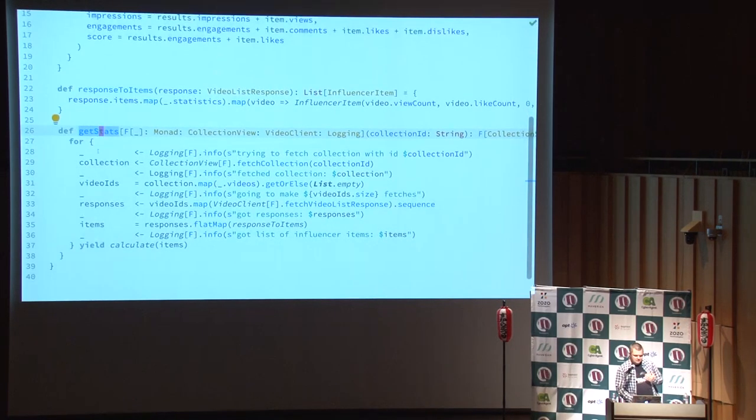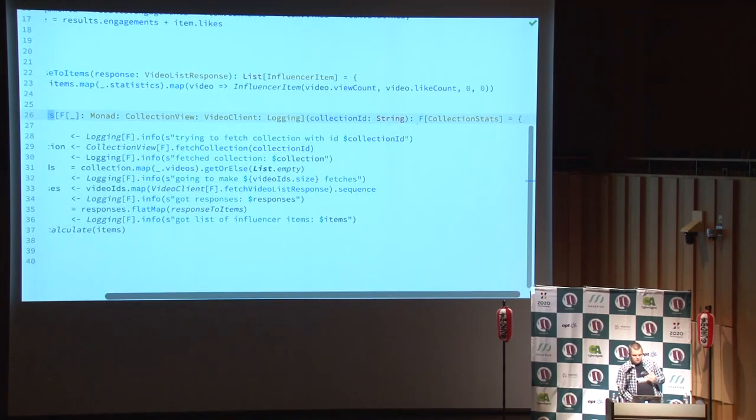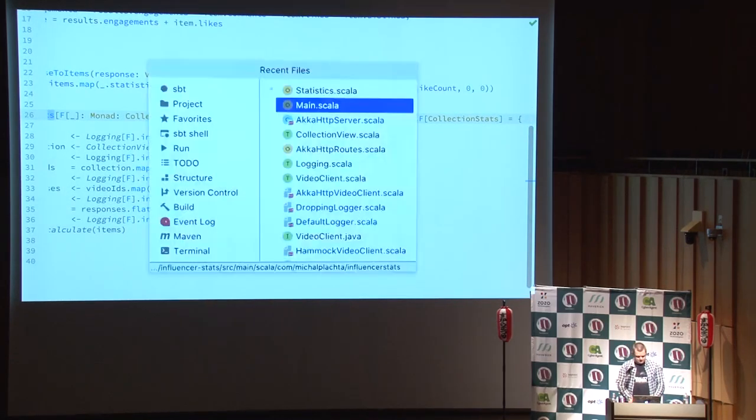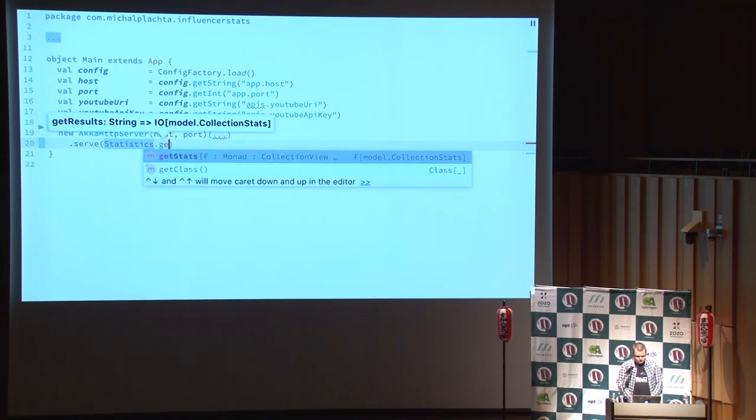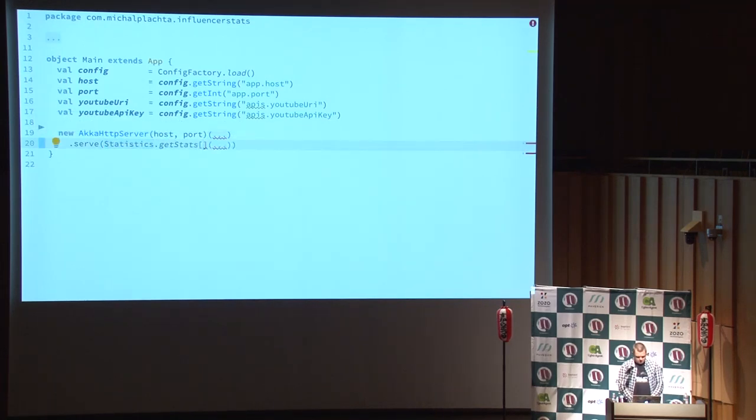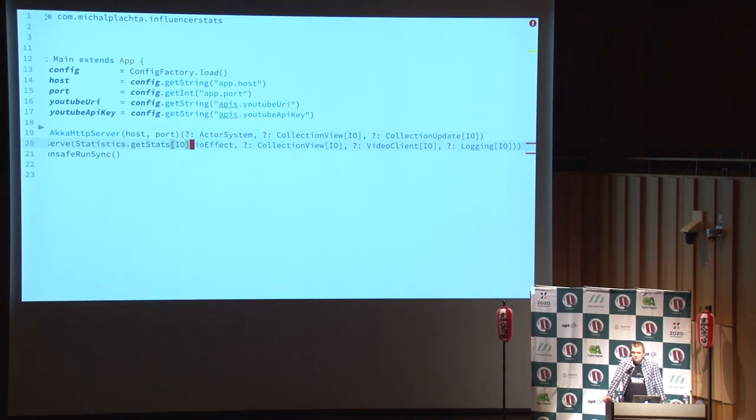Get stats takes a collection ID and returns F of collection stats. So here, it gets a string collection ID and returns IO of collection stats. The same thing we can do, we can just choose the IO here. We can fix the type over here. And at the end, because it returns IO, we will call unsafe run sync in order to run it. And now the compiler tells us exactly what kind of things we are missing.